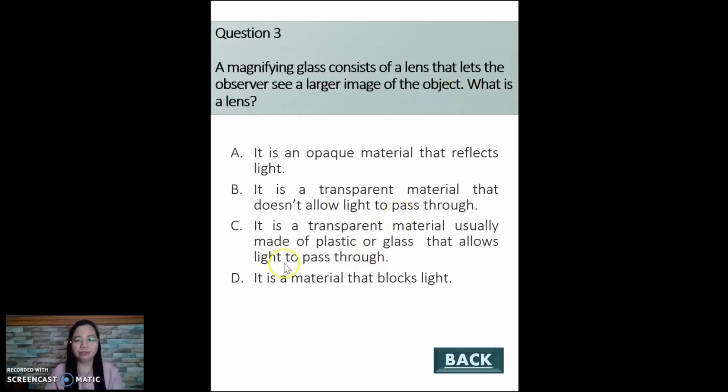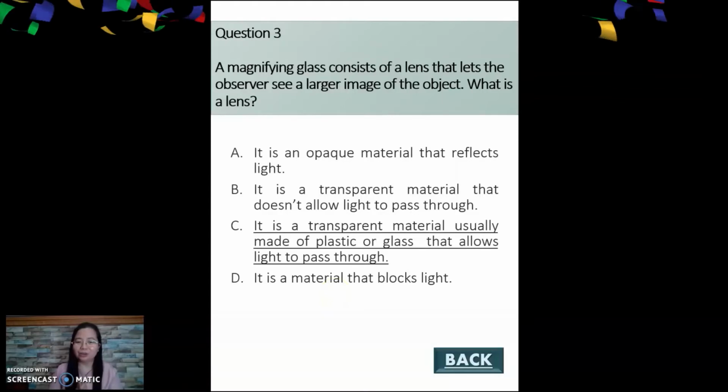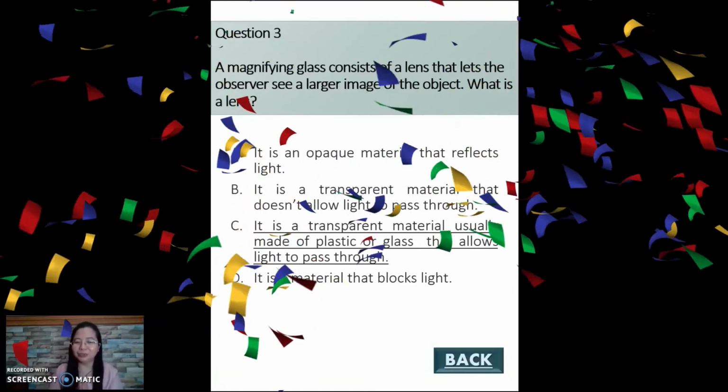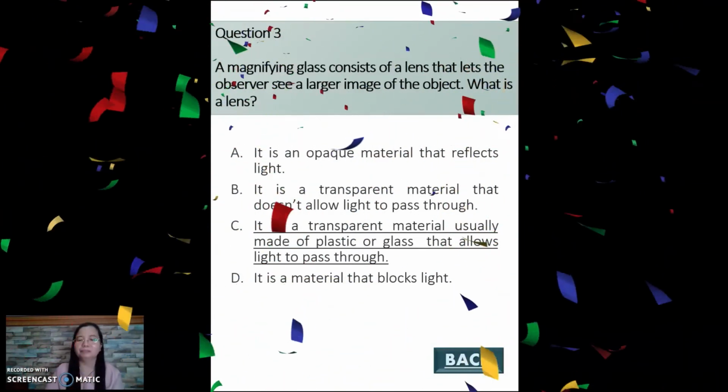Do you have an answer now? Let's see if you guess it right. The correct answer is C. Lens is a transparent material usually made of plastic or glass that allows light to pass through. So how many correct answers did you get? Wow! Now you're ready to learn new things, new concepts.